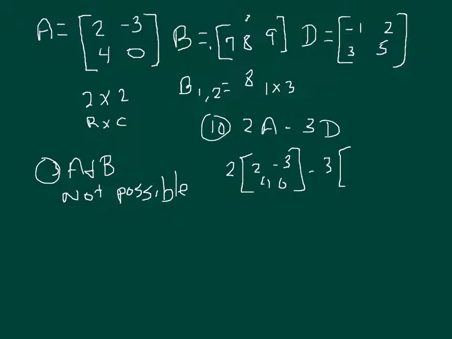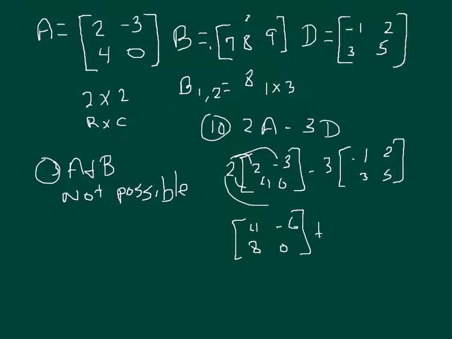3 times matrix D would be negative 1, 2, and 3, and 5. So if you distribute to every element, to all 4 elements, that's going to be 2 times 2 is 4, 2 times negative 3 is negative 6, 2 times 4 is 8, 2 times 0 is 0. And then I'm just going to change that to a plus, I think, and then go ahead and multiply the negative 3 through. If you didn't multiply the negative with the 3 into every element, then you would have to subtract 3 times every element. So either way is correct.